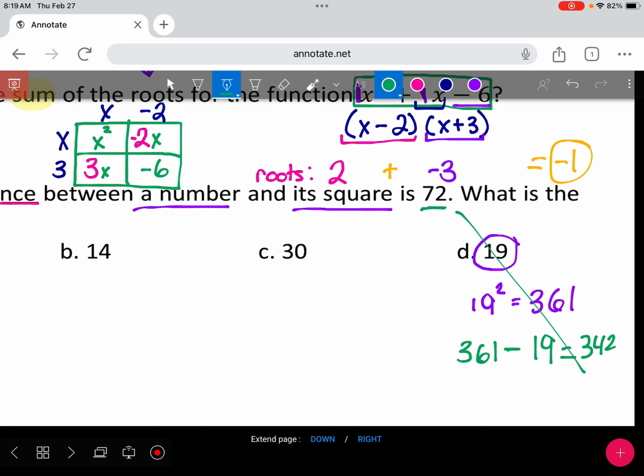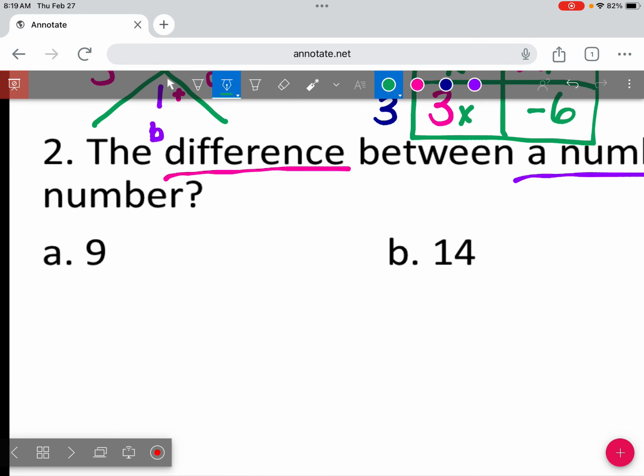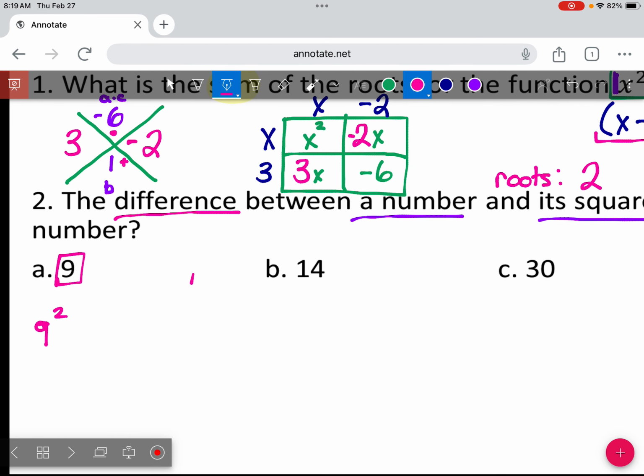Then we know it's not D. What do we think is probably our most likely option here? 9. Let's check that one and see if it fits. So we've got 9. If 9 is our number, and we're looking then at our 9 squared, a number and its square. What's 9 squared again?